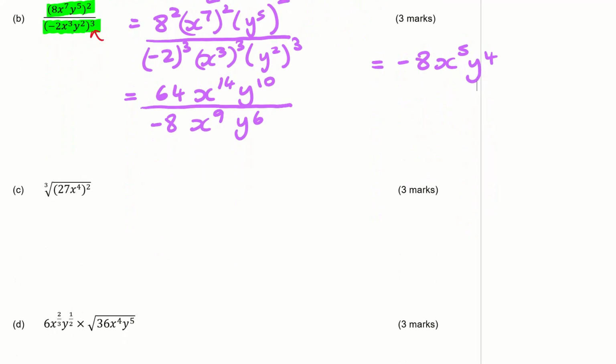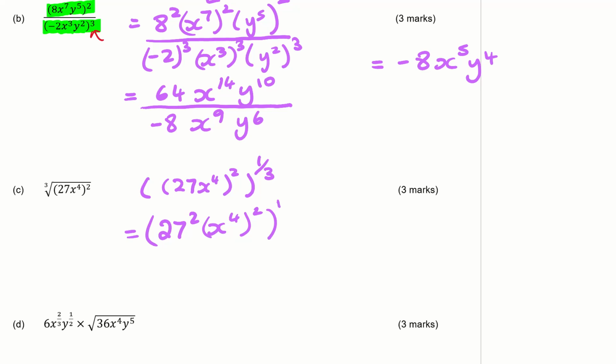Now here we have, remember a cube root is x to the power 1/3. So what we've got is (27x⁴)², then to the power 1/3. So 27² x⁴², then to the third, is going to be 27^(2/3) x^(8/3).